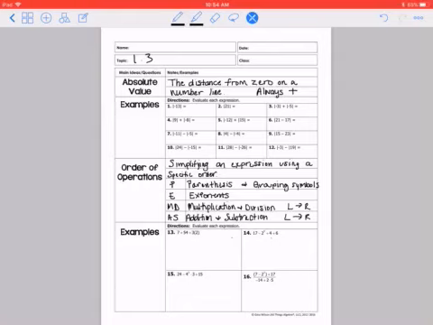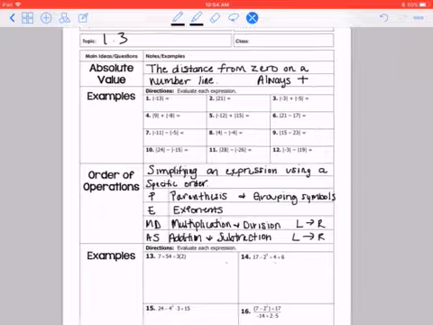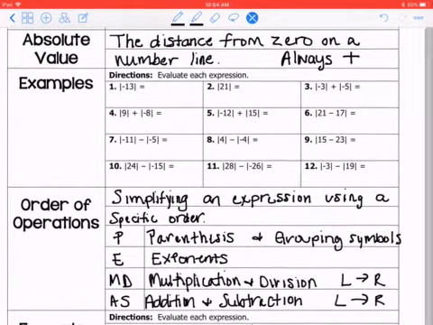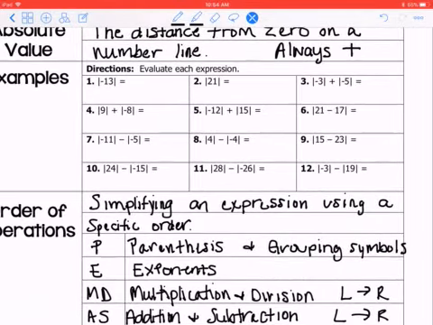Okay, so today we're talking about absolute value and order of operations. The absolute value is the distance from 0 on a number line, and it's always going to be a positive number. It's represented by these brackets that you see underneath in examples. If a negative is in these brackets, it's going to turn positive. For example, number 1, if it's a negative 13 in these brackets, it's going to turn to a positive 13. If it's already a positive, like number 2 for 21, 21 is just going to stay positive.